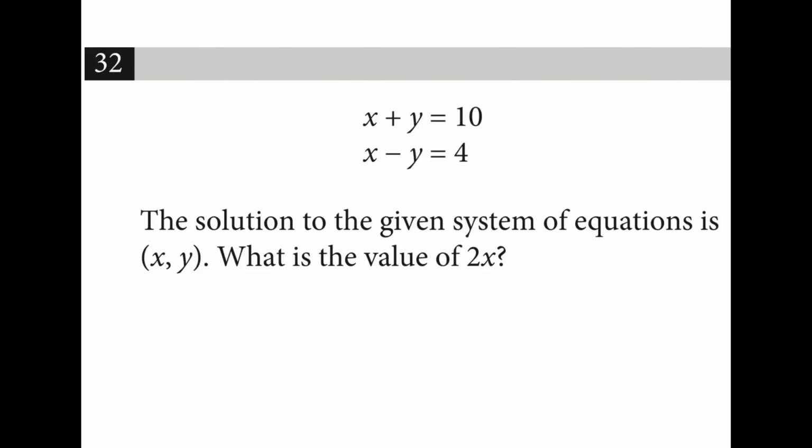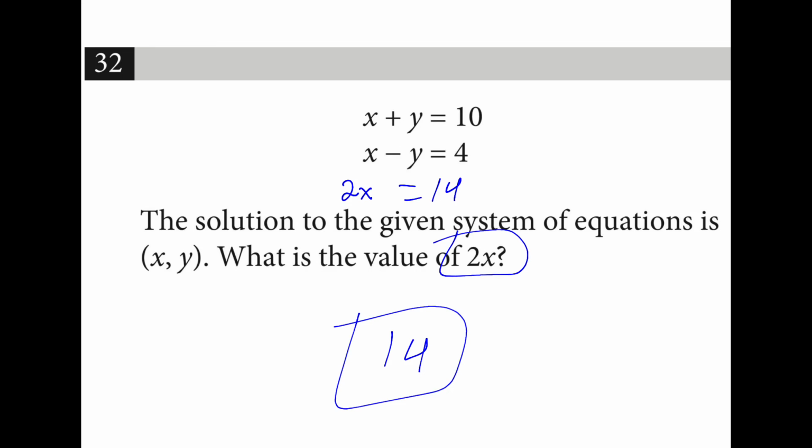If the solution is x, y, what's the value of 2x? So don't forget to double it. This is already set up for elimination. If I add straight down, I have 2x is equal to 14. And really that just means I can stop there. I don't have to solve for x and then double it back.